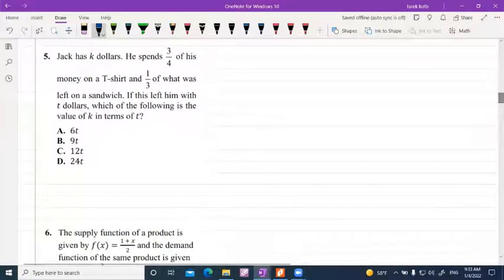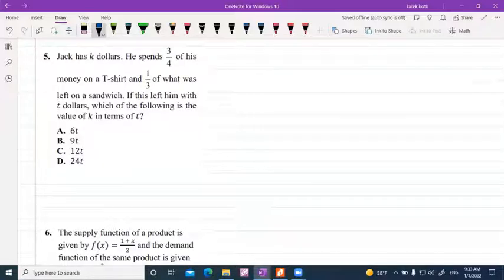Number 5. Jack has K dollars. He spends 3 over 4 of his money on t-shirts. Means from the beginning he has K dollars. He spends what? 3 over 4 of the K in t-shirts.